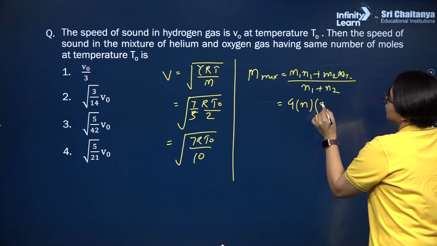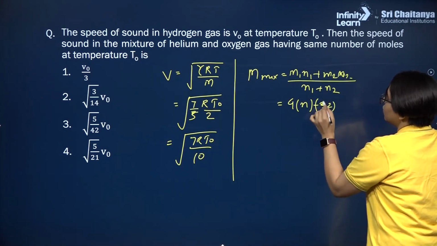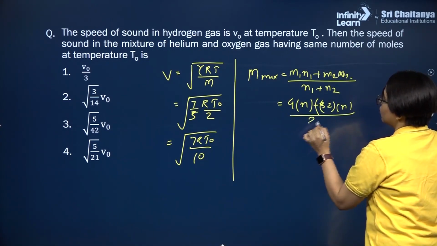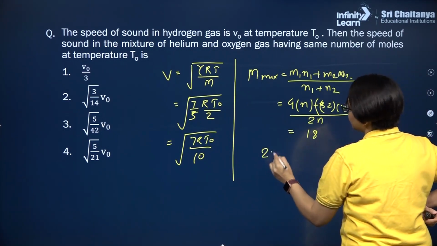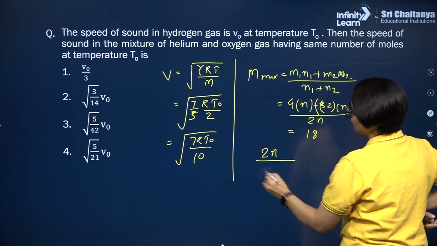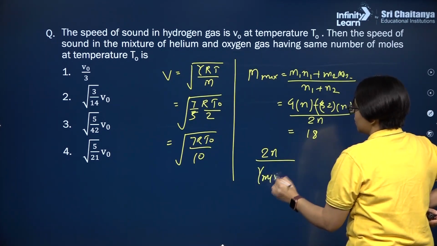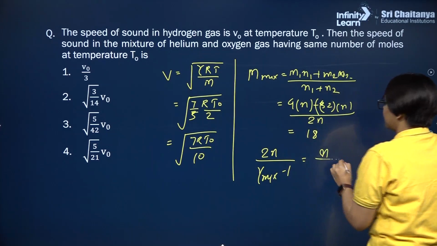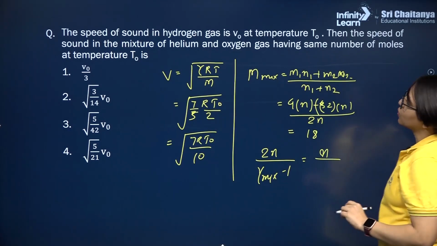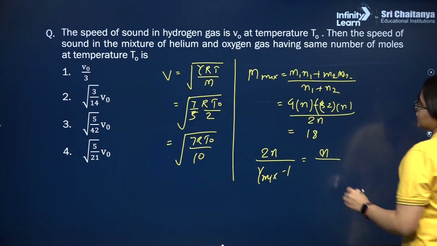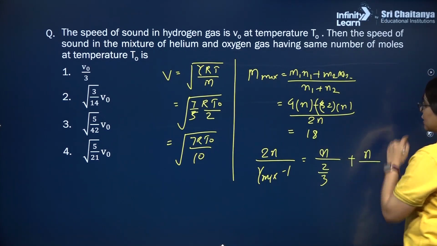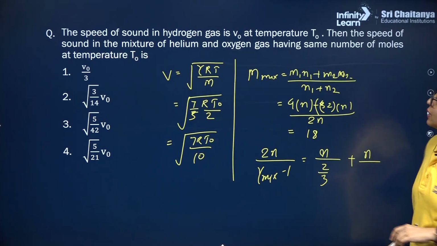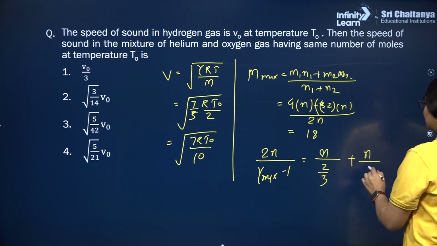M2 is oxygen, so it is plus 32 into N and divided by 2N. So, this is 18, and gamma mixture, so for that we have 2N, N1 plus N2, 2N divided by gamma mixture minus 1 is equal to N1 upon gamma 1 minus 1. So, gamma 1 is for helium, which is 5 by 3 minus 1, that is 2 by 3, plus N2 is N again, and gamma 2 minus 1, gamma 2 is for oxygen, that is 7 by 5 minus 1, that is 2 by 5.